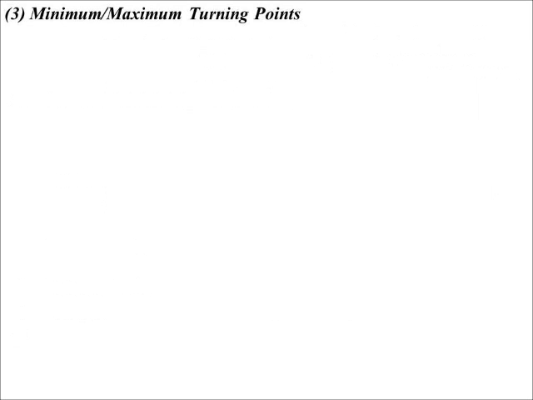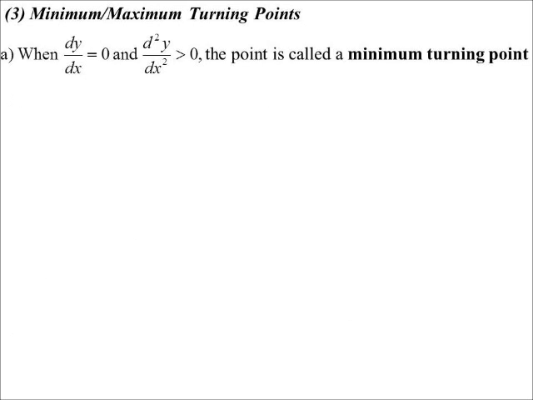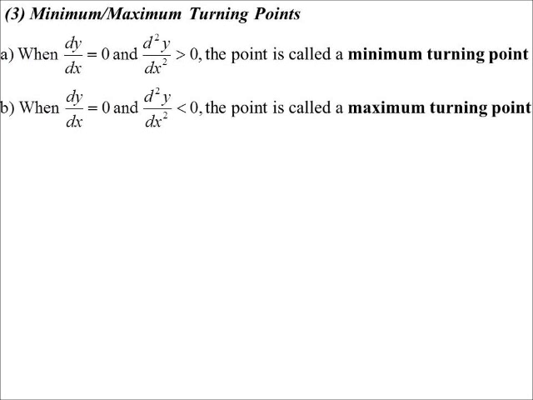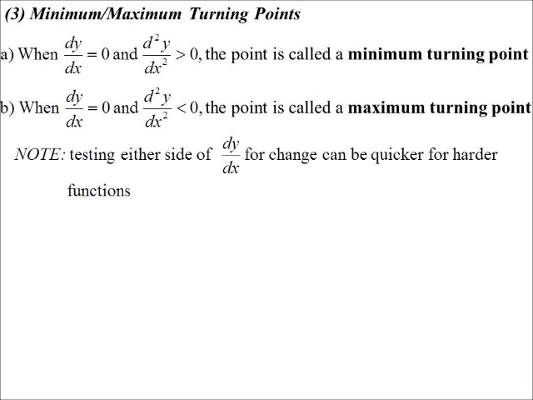Stationary points, of course, when the derivative is equal to 0. And then maximum and minimum points. Well, they are stationary points, but then we have to look at the concavity. So if it was greater than 0, concave up, so we got a minimum turning point. Concave down, we got a maximum turning point. Okay. Depending on the function, if it's a difficult function to differentiate, rather than using the second derivative, remember, you just test either side of the first derivative to see what it's doing. Is it increasing and decreasing, that sort of thing.